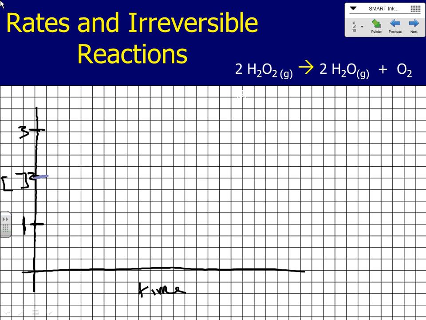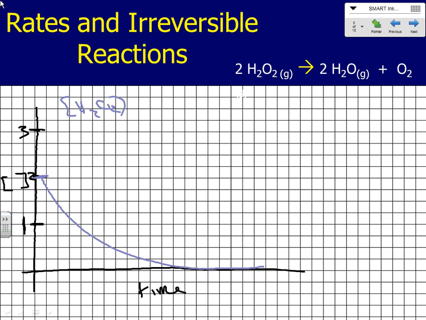Yep, right? They decrease to what value? 0. This is an irreversible reaction. All of the reactant disappears. It decreases till we get to 0. All right? So I'm going to just define that as being the H2O2. And that's what makes it irreversible. It all disappears.